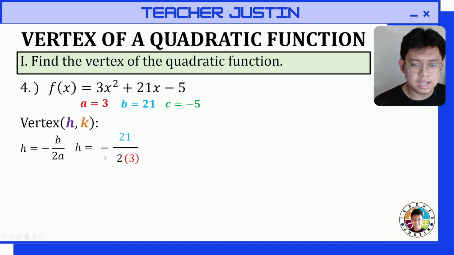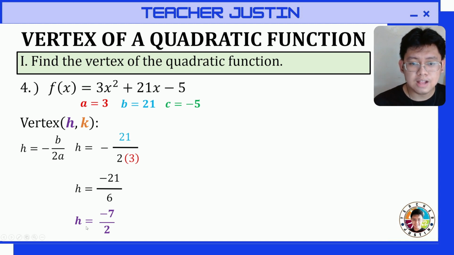Now, let's simplify. Negative times 21 is negative 21. Tapos, 2 times 3 is 6. So, simplify natin tong fraction na to by dividing our numerator and denominator by 3 kasi yun yung common factor nila. So, that will give us the value of h, which is negative 7 over 2. Now, nakuha na natin yung ating value of x coordinate.